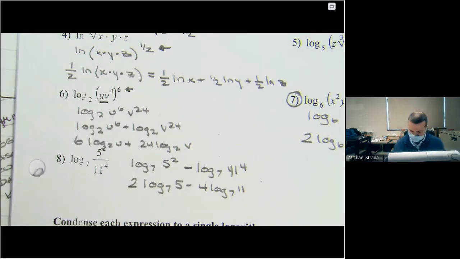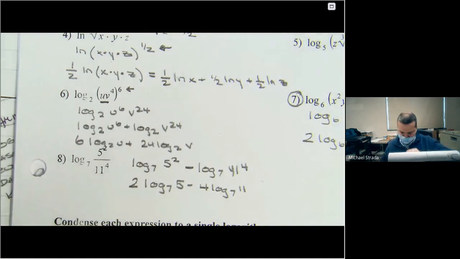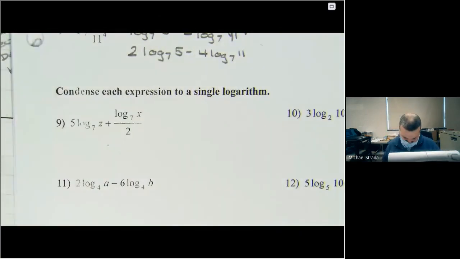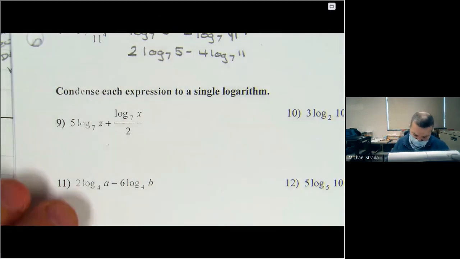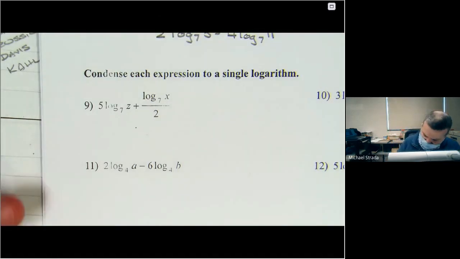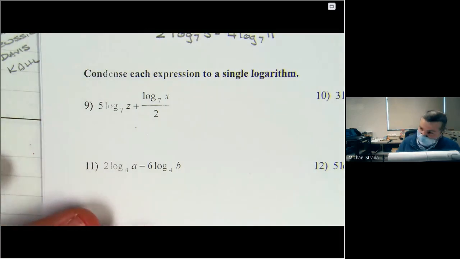Okay, now going the other way, condensing, and then we're done. Condense each expression into a single logarithm. So number 9, 5 log 7 of z plus the log 7 of x over 2. Now we're going to work in the reverse.